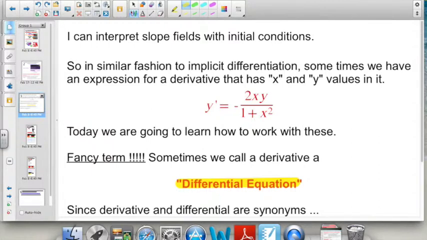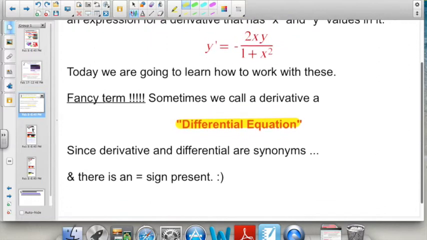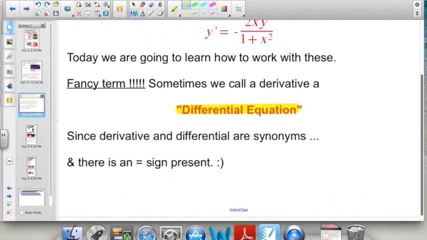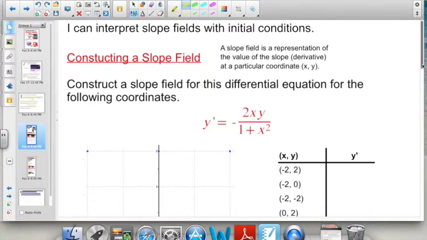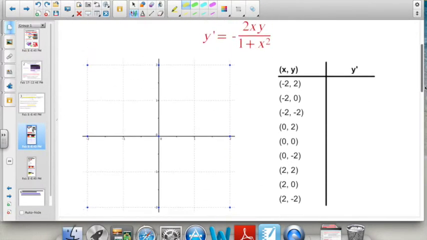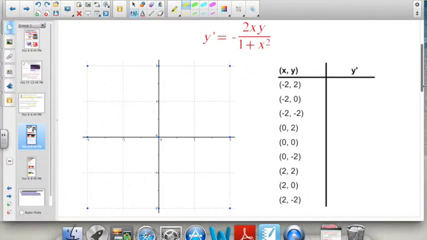Okay? And so what we're going to do is graph this differential equation. We're going to graph the slope field for it. So, just like we were doing implicit differentiation a second ago, we did some implicit differentiation and we came up with this expression for the derivative. And so we're going to go ahead and graph that. For graphing that, we're going to really start out with just graphing 9 points. So I've got these ordered pairs in a table right here.